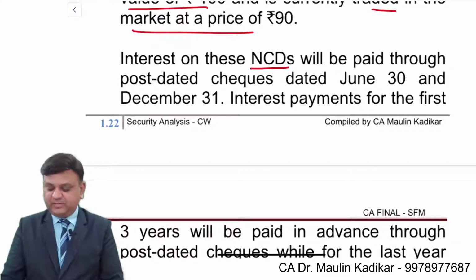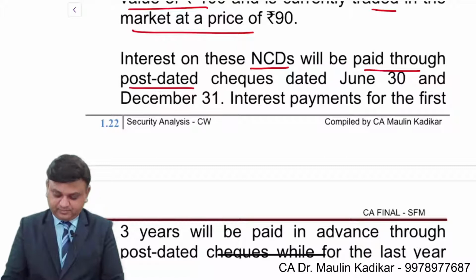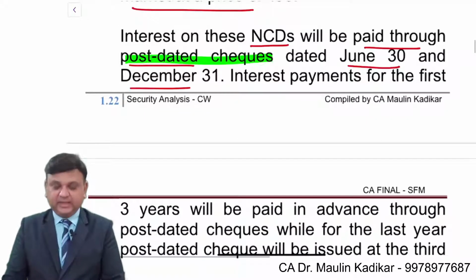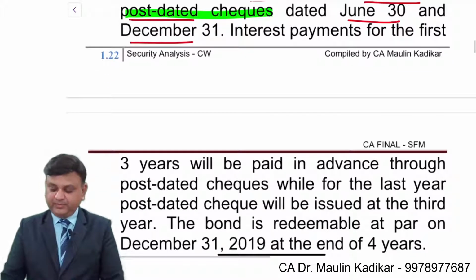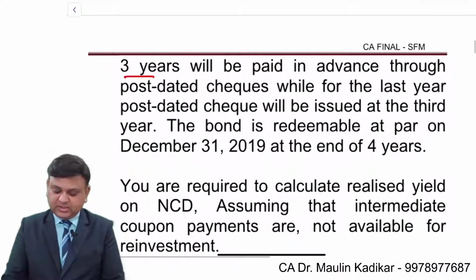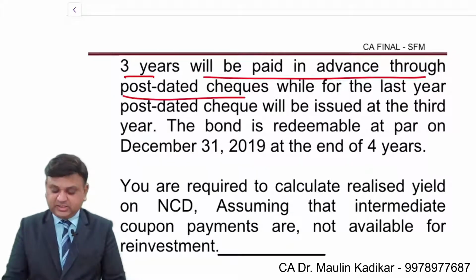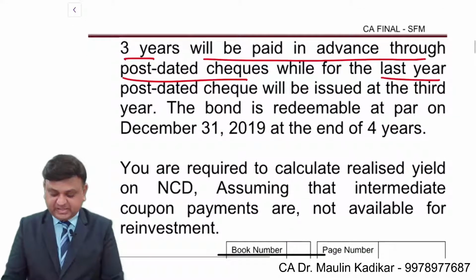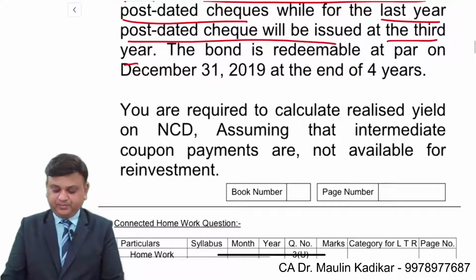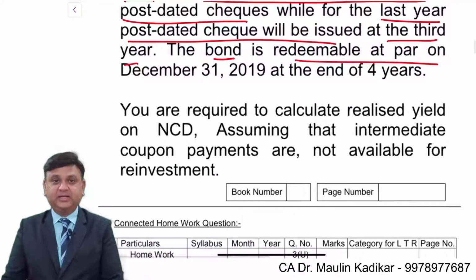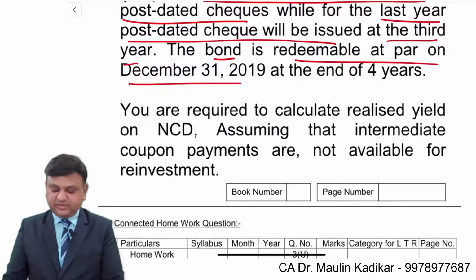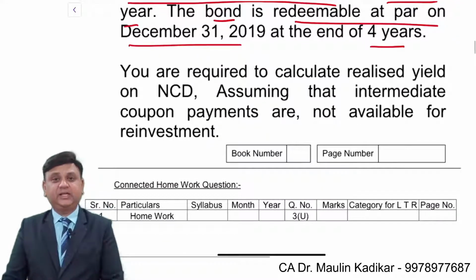Interest on these non-convertible debentures will be paid through post-dated checks dated 30th of June and 31st of December. Interest payment for the first 3 years will be paid in advance through post-dated checks, while for the last year, PDC will be issued at the end of the third year. The bond is redeemable at par, that is at face value, on 31st of December 2016, that is at the end of the fourth year.